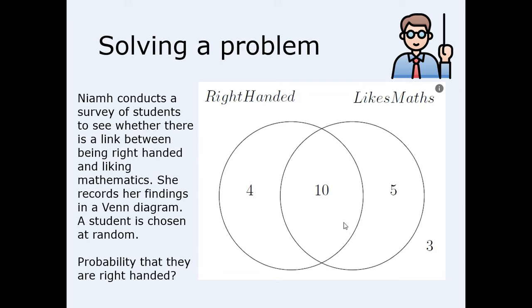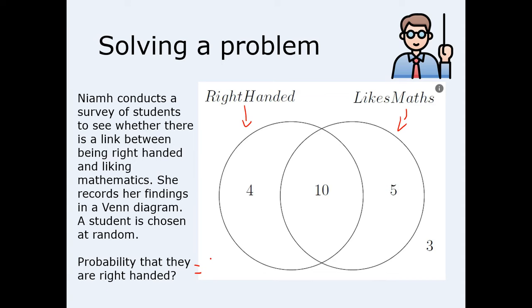Okay, so here's an actual problem, and this is a sort of exam style question. Neve conducts a survey of students to see whether there is a link between being right-handed and liking maths. She records her findings in a Venn diagram. So this is the right-handed circle. This is the likes maths circle. A student is chosen at random. What is the probability that they are right-handed?